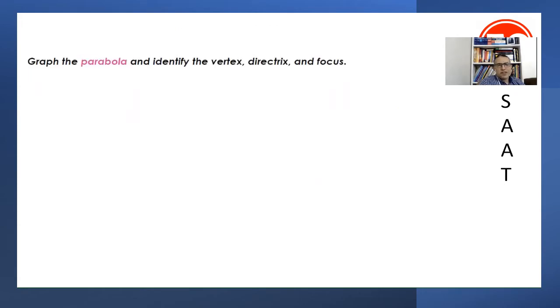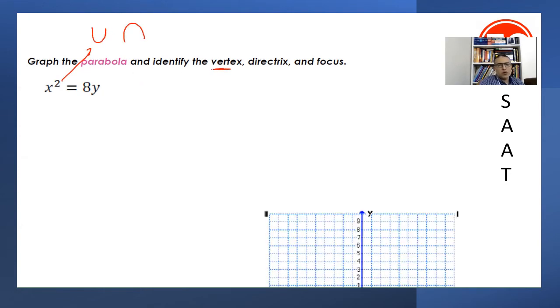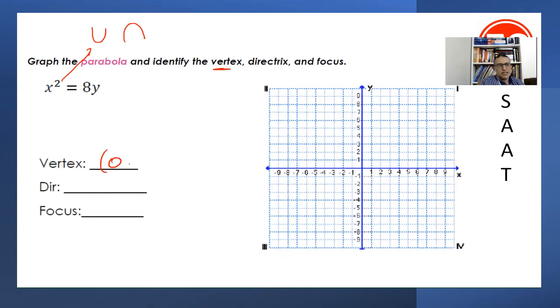Graph the parabola and identify the vertex, directrix, and the focus. The parabola here starts with x squared, and since it starts with x squared, it opens up or down, and its vertex is (0, 0). So the vertex is (0, 0). 4p is equal to 8, and since 8 is a positive number, it opens upward. An example like x squared equals -8y will open downward.